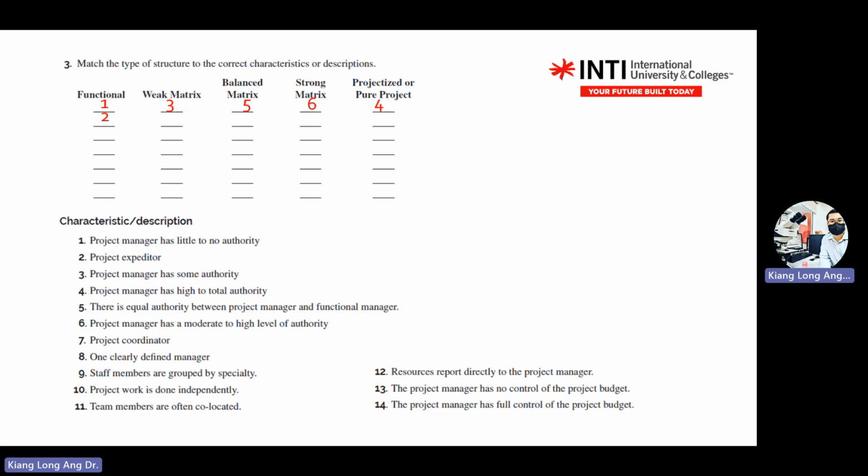Okay. Number 7, project coordinator. Project coordinator means where the project coordinator will usually appear in the organization chart, between the 5 here. On the left here is the functional unit or functional manager. On the right here is the project manager. So the project coordinator here is between these 3. So here is the weak matrix. It's under the weak matrix. So you will see a position called project coordinator in the weak matrix.